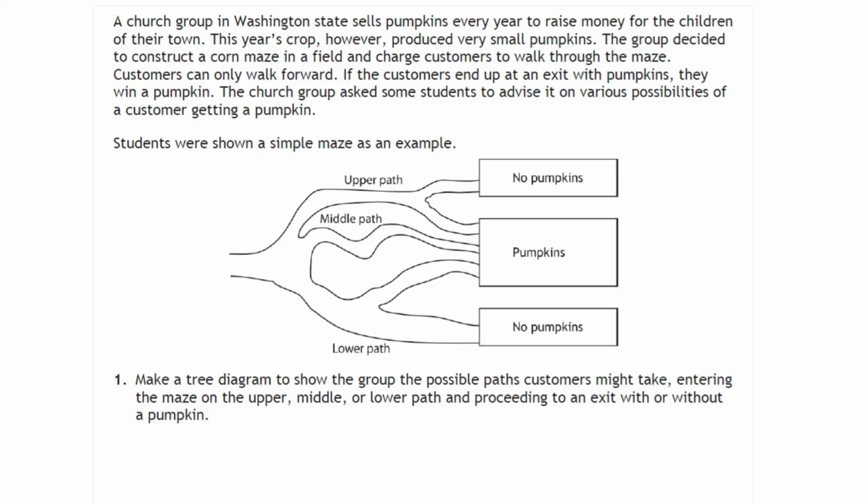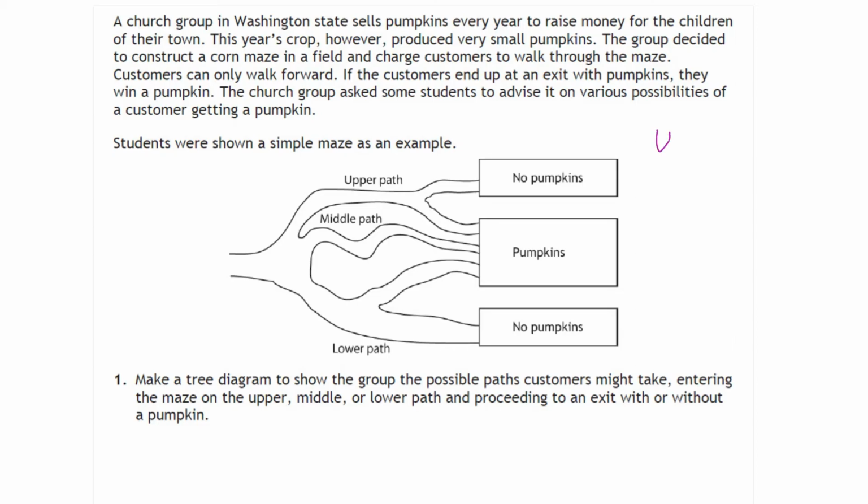Students were shown a simple maze as an example. Make a tree diagram to show the group the possible paths customers might take, entering the maze on the upper, middle, or lower path, and proceeding to an exit with or without a pumpkin. Okay, so we've got 3 different paths.